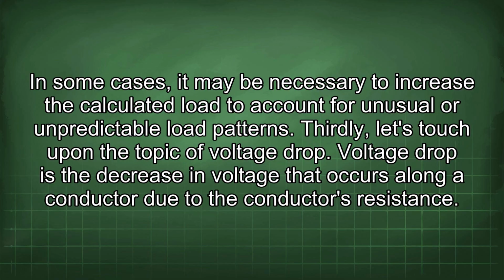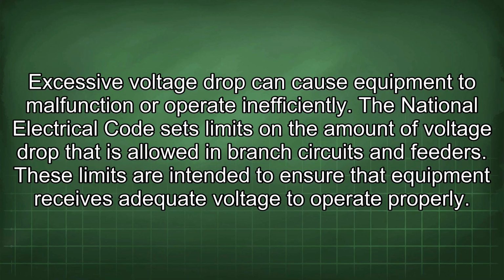Voltage drop is the decrease in voltage that occurs along a conductor due to the conductor's resistance. Excessive voltage drop can cause equipment to malfunction or operate inefficiently. The National Electrical Code sets limits on the amount of voltage drop that is allowed in branch circuits and feeders. These limits are intended to ensure that equipment receives adequate voltage to operate properly.